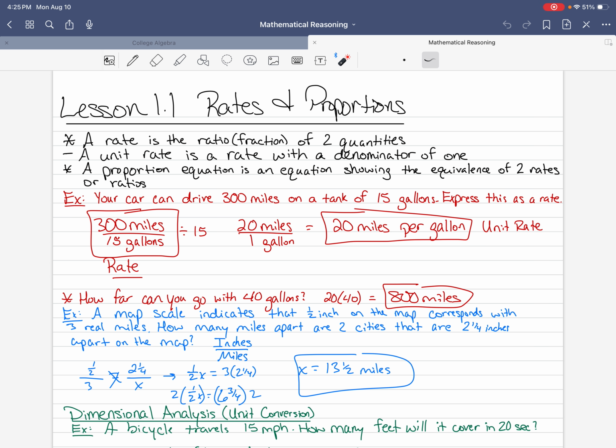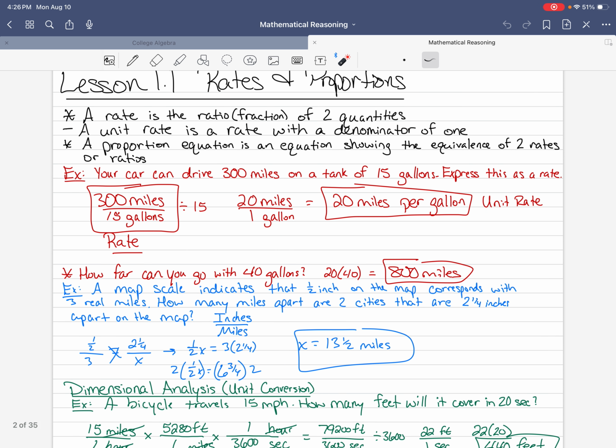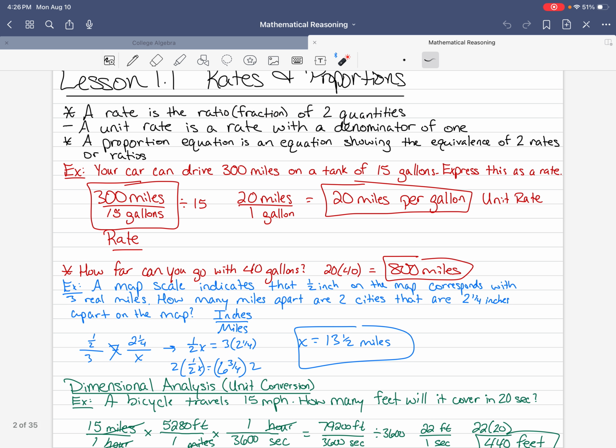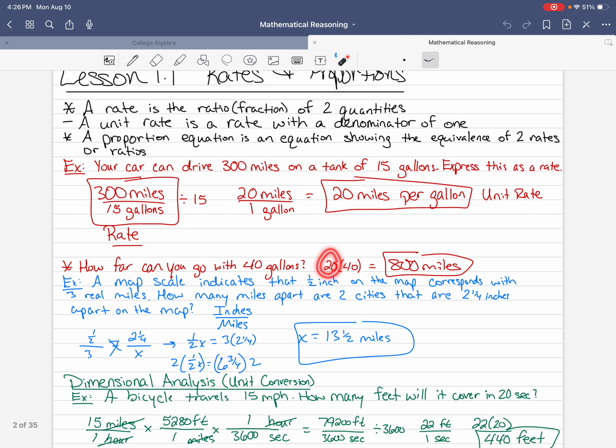Finding unit rates can be helpful because then you can use that to answer other questions. For example, then they say, how far can you go with 40 gallons? Well, if I know every 1 gallon gets me 20 miles, if I multiply this by 40, that will tell me how many miles I can go on 40 gallons. So I do 20 miles times 40 gallons, and it comes out to 800 miles.